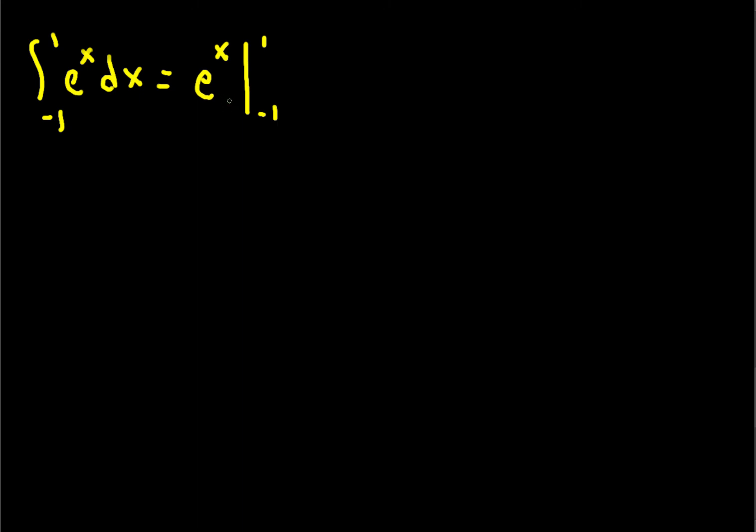Notice I don't have to put the constant here. I could choose any constant. Fundamental theorem of calculus says any antiderivative will work, and so I make my life easy. I just choose my constant to be 0. And this ends up just being e to the 1 minus e to the minus 1, which more naturally would be e minus 1 over e. And that's what that definite integral is equal to.